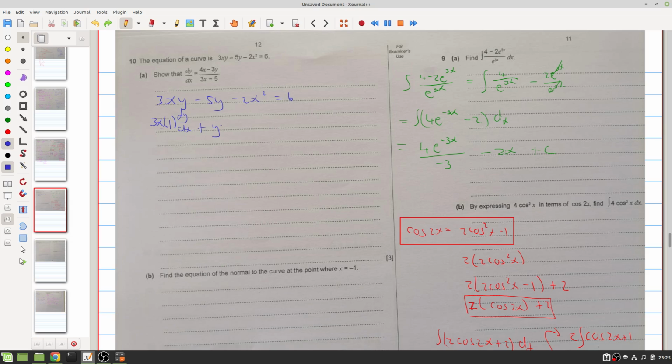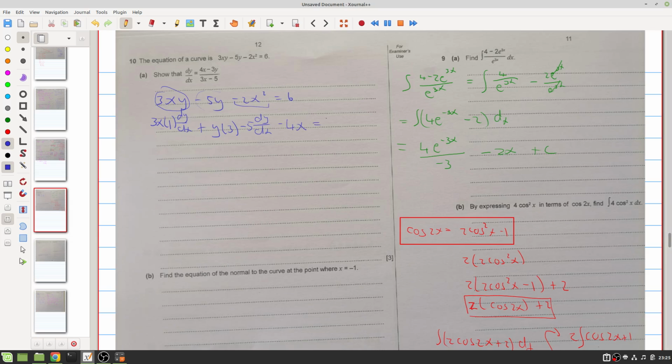If we differentiate 3x with respect to x, we get 3. Okay, so that part is now done. Now we've got this part to go. So negative 5y, if we differentiate this with respect to y, we get negative 5 and then times dy/dx. So every time we're differentiating y, we add the dy/dx at the end. And now this one, if we differentiate that, we get 2 times negative 2 is negative 4, x to the power 2 minus 1, which is just 1.